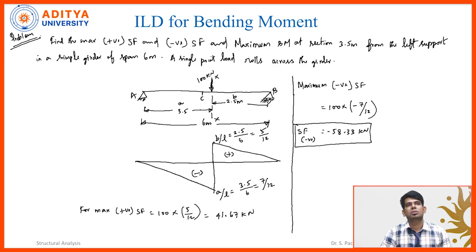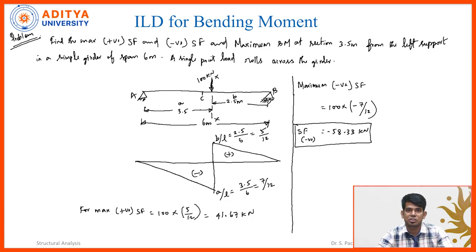Okay, so it is a simple girder of span 6 meters. A single point load rolls across the girder. They have given a 100 kilonewton load traveling from support A to B. So they told us to calculate the maximum positive bending moment and then the shear force.